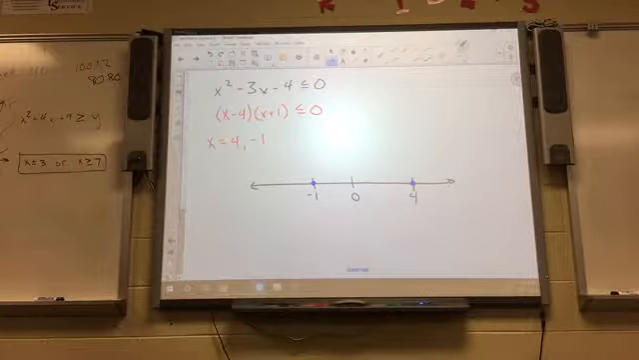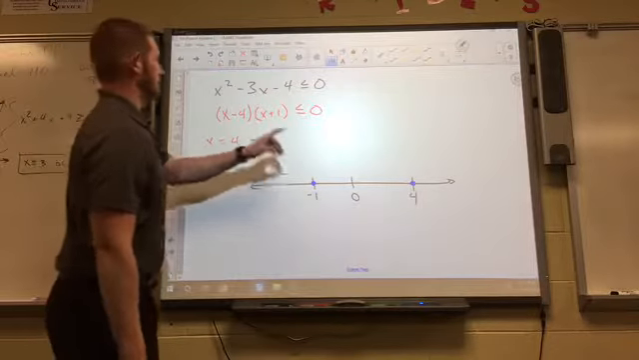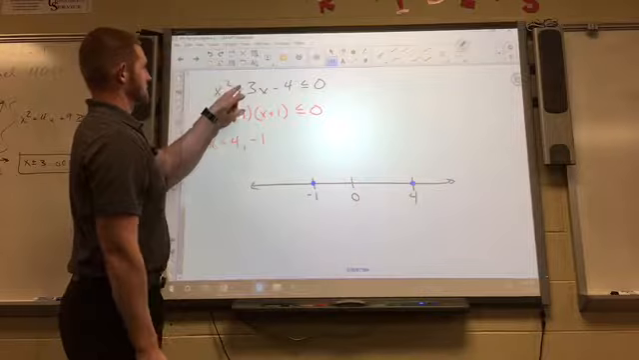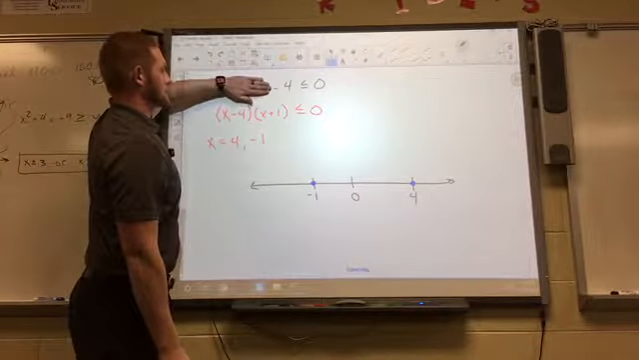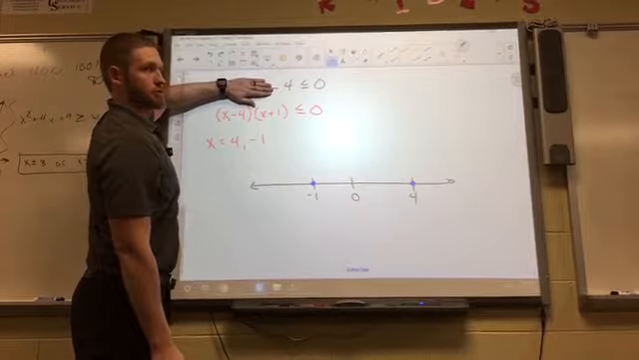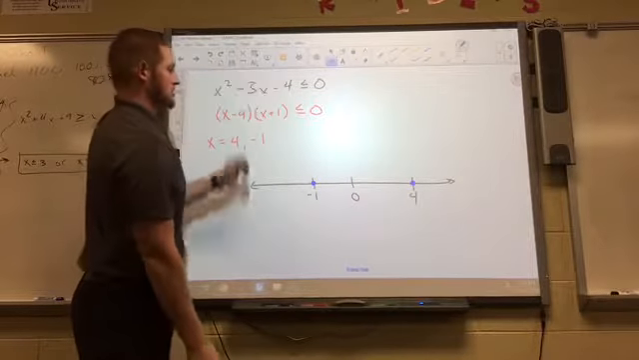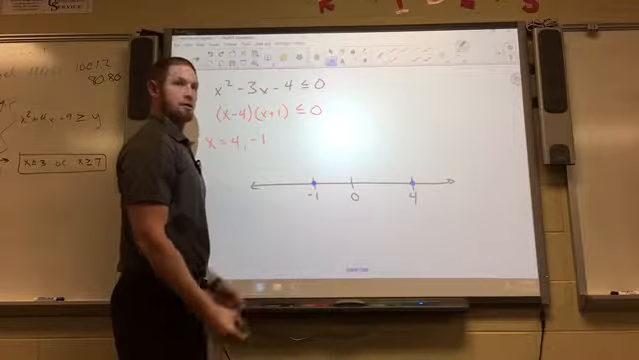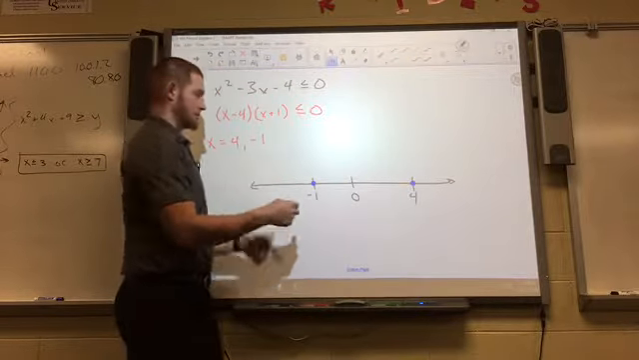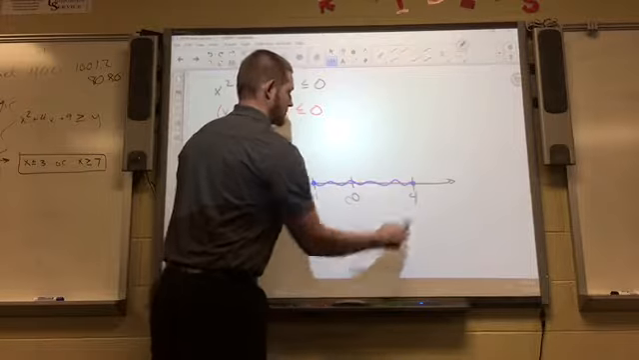Now I would recommend plugging in 0. So I plug in 0. 0 squared minus 3 times 0 is 0. So I have -4 is less than or equal to 0. True or false? True. So my 0 is true, correct? Yes. See how it's in between them? That means I'm shading in between them.